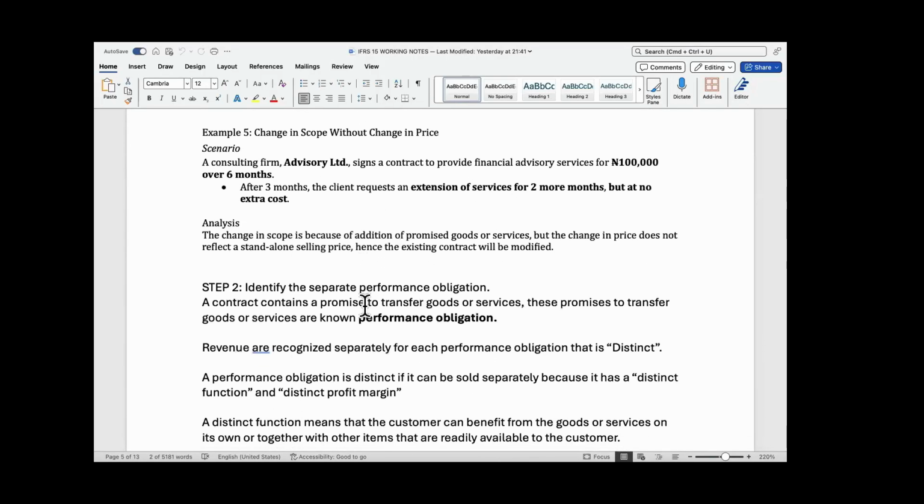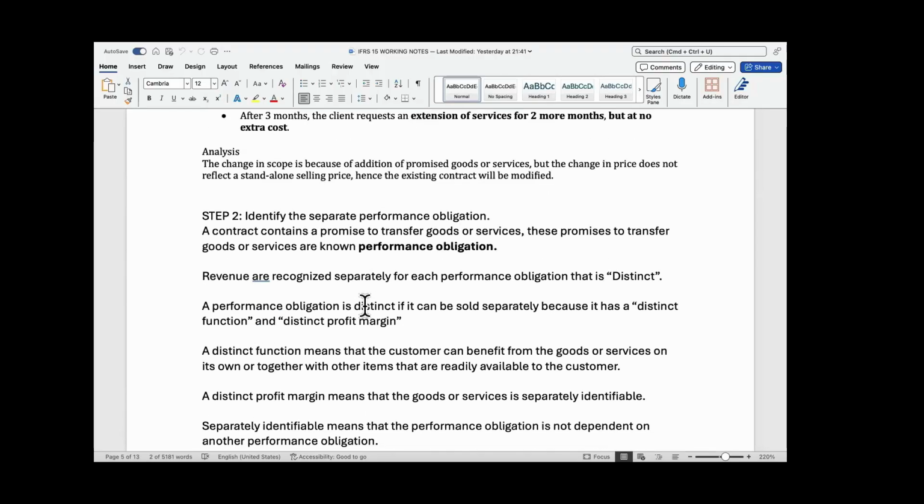We went on to step 2, that you need to identify performance obligations. You need to be able to know what are the separate goods or services that I am offering. When you have a contract that qualifies based on step 1, then step 2 is that you will need to be able to identify the separate performance obligations within that contract.